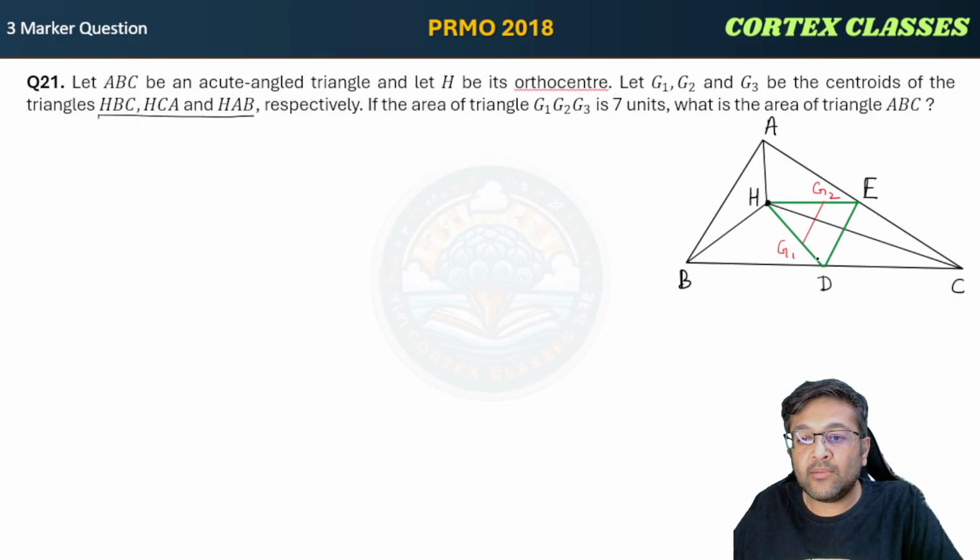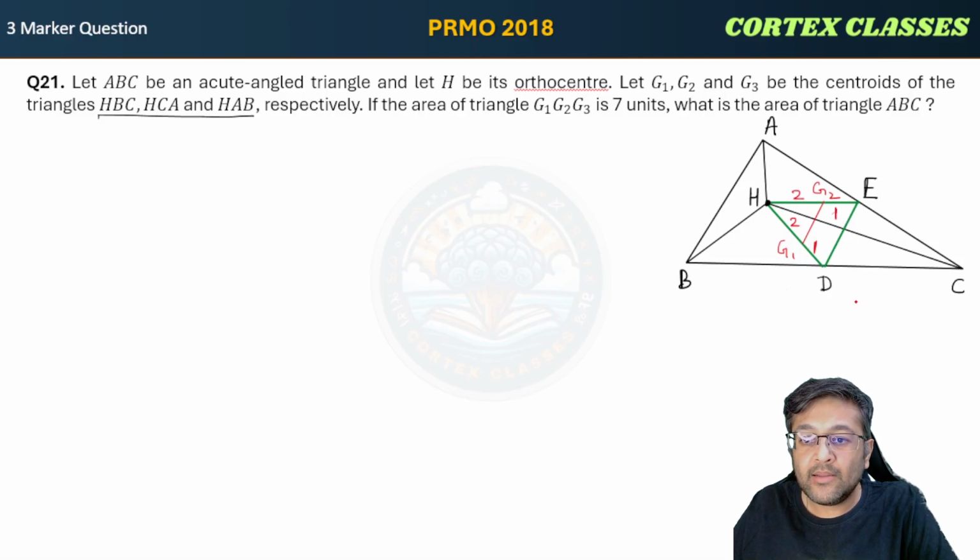I've given the names of the centroids as G1 and G2. Now guys, notice one thing: for the median HD, the centroid of this triangle HBC is going to lie on that median, right? Medians are what intersect at the centroid. And furthermore, what do we know? The centroid divides the median in the ratio 2:1. So I can write this is 2, this is 1. So HG1 to G1D is 2:1. And in a similar way, this is 2, this is 1.